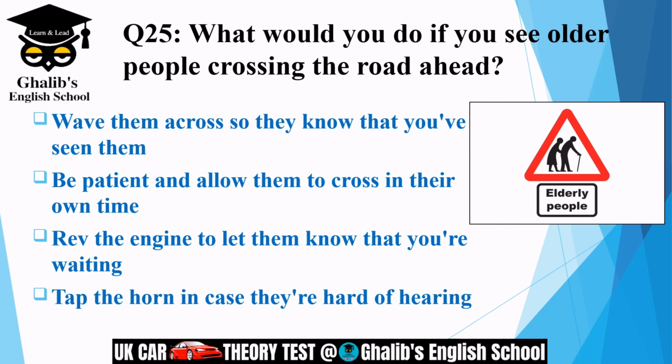Question 25. What would you do if you see older people crossing the road ahead? You can see in the warning. Wave them across so they know that you have seen them. Be patient and allow them to cross in their own time.